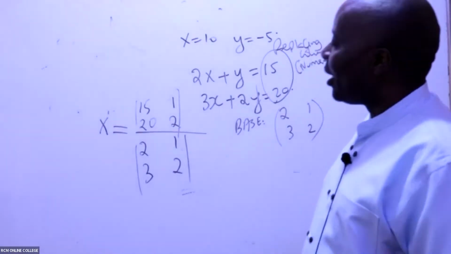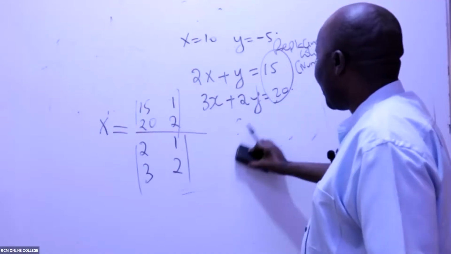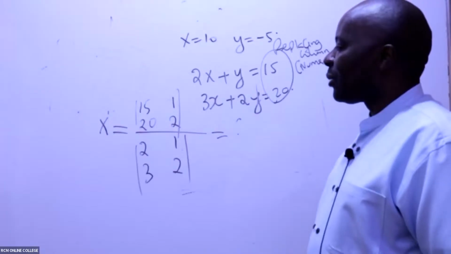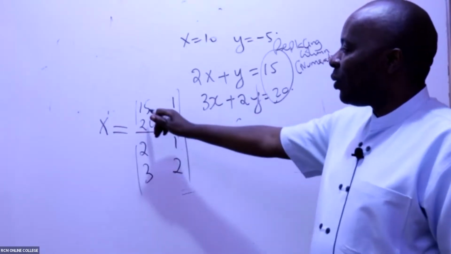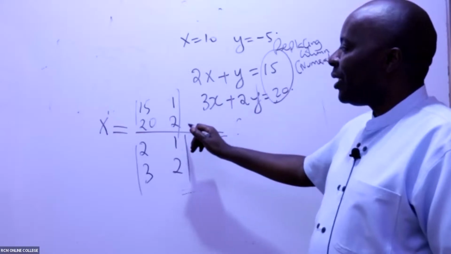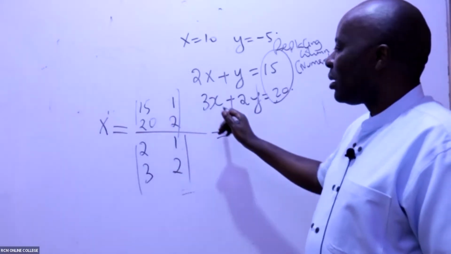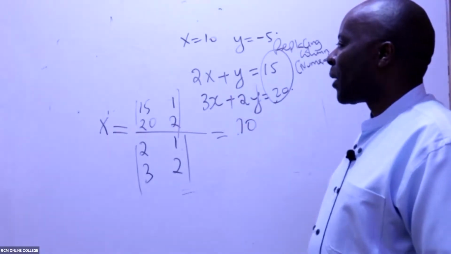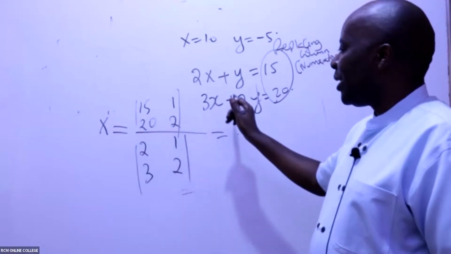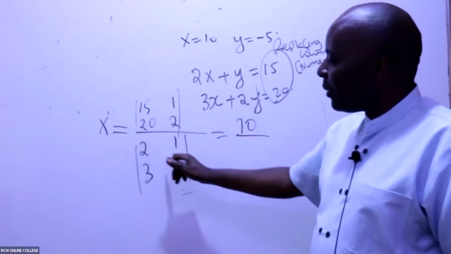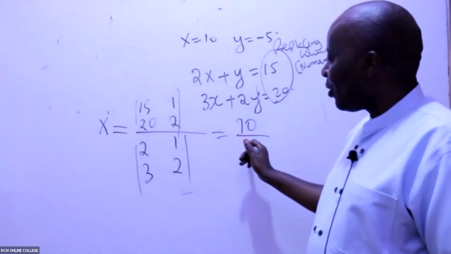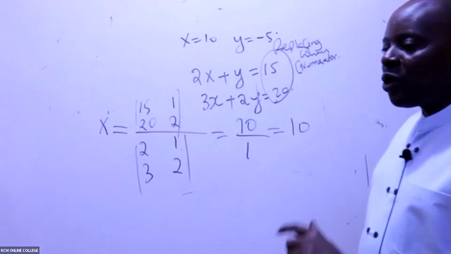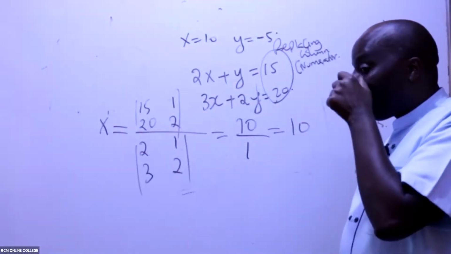Great. Now from there, ladies and gentlemen, you'll be able to go ahead and give me the determinants. You know, determinant is product of primary diagonal minus product of secondary diagonal. So this one here will be 15 times 2, 30, 30 minus 20. That gives me 10. All over this one here, 2 times 2 is 4, 4 minus 3, 1. So meaning that the value of x is 10.